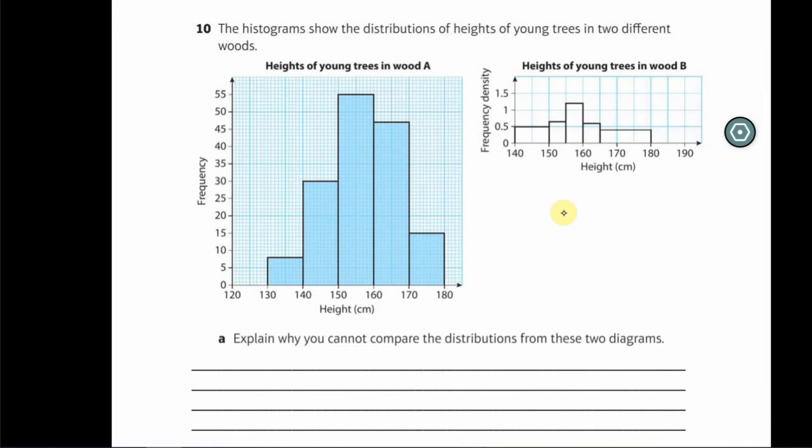If you remember back, I think it was to part of chapter 2, we can only compare histograms if they have the same class intervals, which if you look closely these don't, and if they have the same frequency density scale. Now this one uses frequency density and this one actually uses frequency, so they definitely don't have the same frequency density scale. Okay, so we're just going to use those reasons. So I'll write that down.